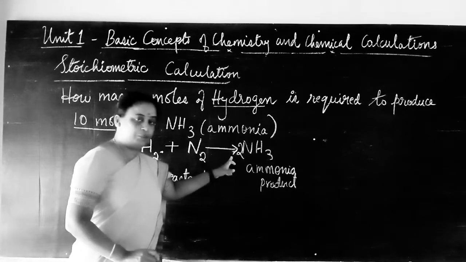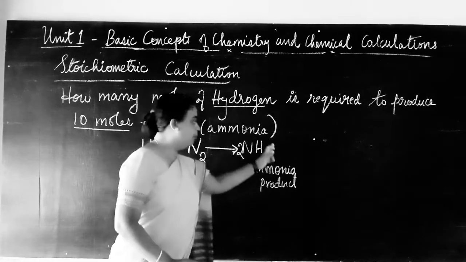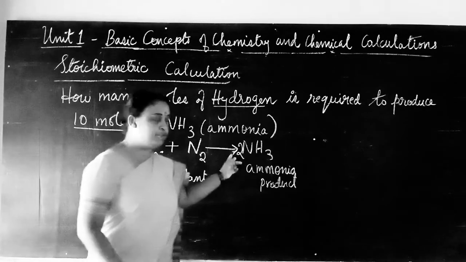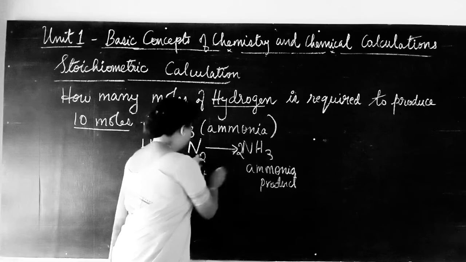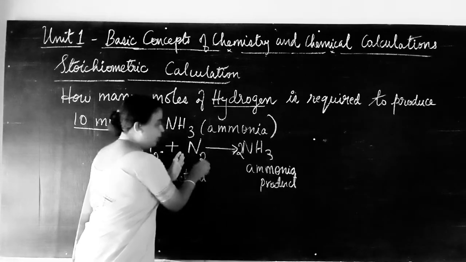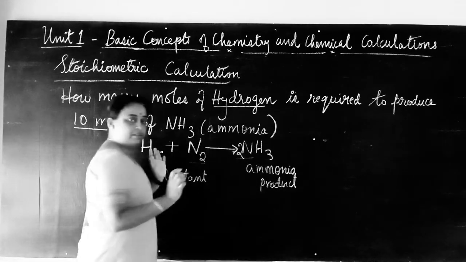When I put here 2, this becomes 2 ammonia molecules. Now nitrogen is balanced: left hand side 2 atoms, right hand side 2 atoms.